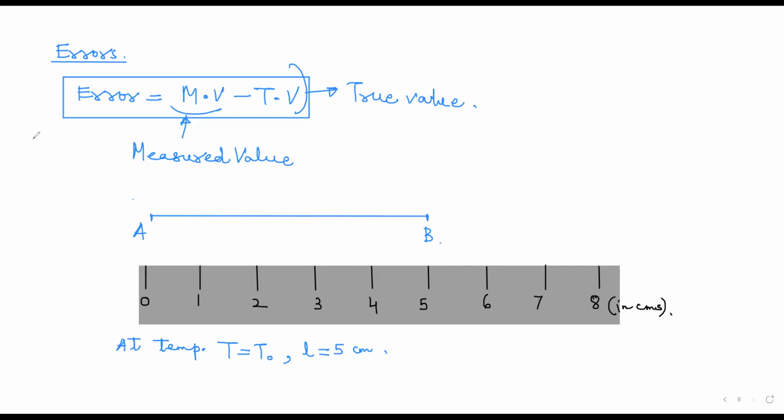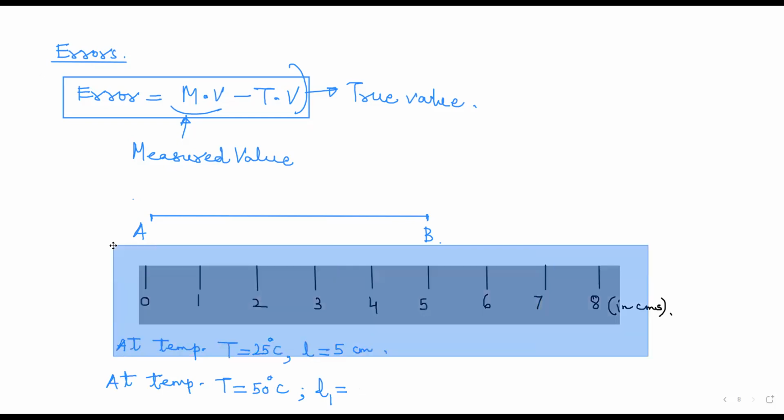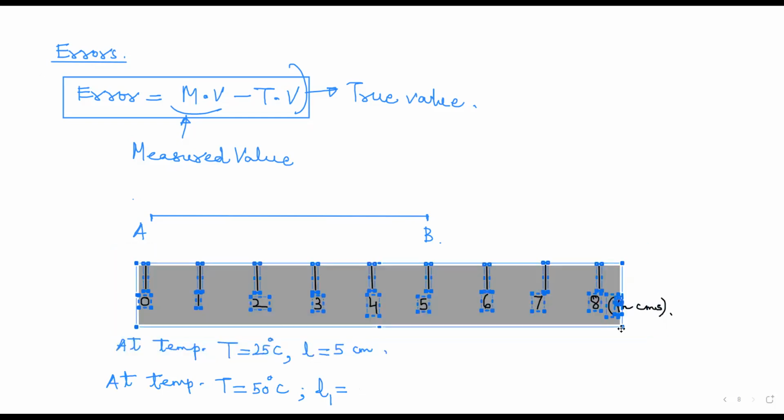Now, let's say this was room temperature. Instead of T naught, let's write this as room temperature, 25 degrees Celsius. Now, when the temperature increases, what will happen? Say the temperature becomes 50 degrees Celsius. Now the length will change. The new length L1 will be what? The scale will expand.